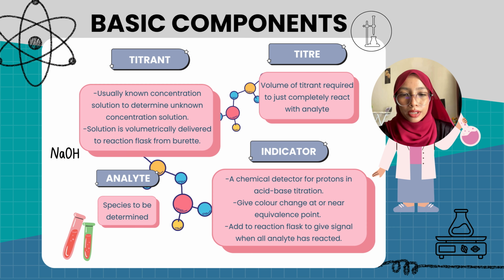Next, the basic components of titration: we have titrant, titer, indicator, and analyte. Titrant is usually a known concentration solution used to determine an unknown concentration solution. The solution is volumetrically delivered to the reaction flask from the burette. Titer is the volume of titrant required to just completely react with the analyte, and the analyte is the species to be determined. Indicator is a chemical detector for protons in acid-base titration. It gives a color change at or near the equivalence point. It is also added to the reaction flask to give a signal when all the analyte has reacted.